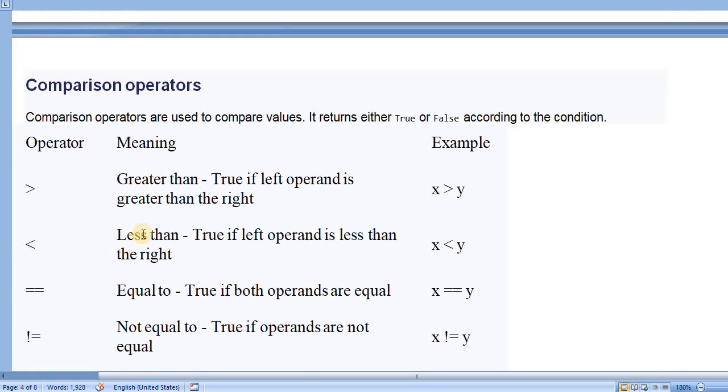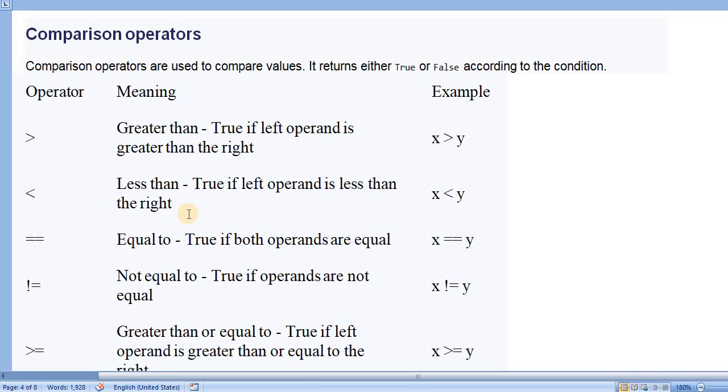So the next operator is the comparison operator. Comparison operators are also called relational operators, and these operators are used to compare values. Whenever you want to compare two values, you have to use the comparison operators, and the result always comes in Boolean literals, true or false, according to the condition.